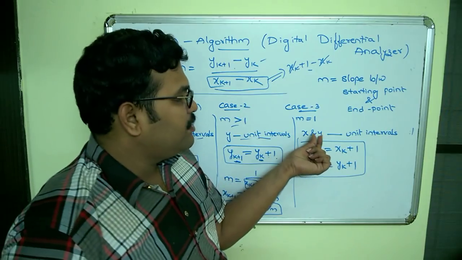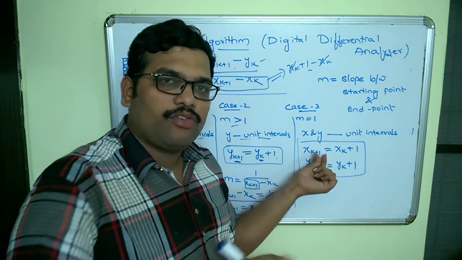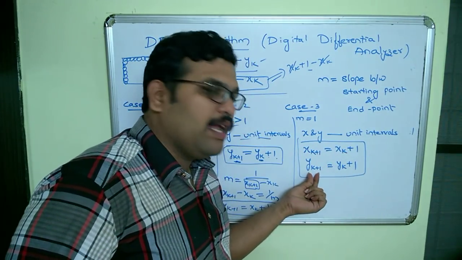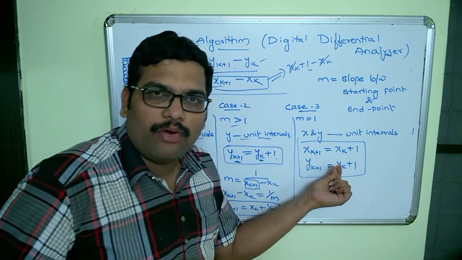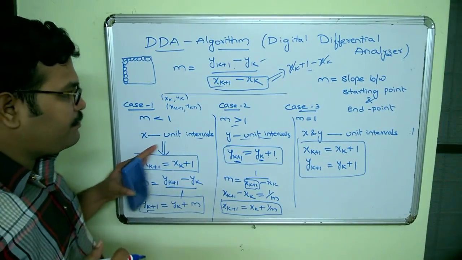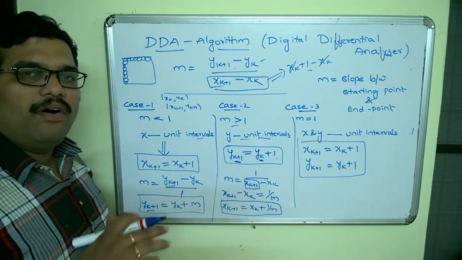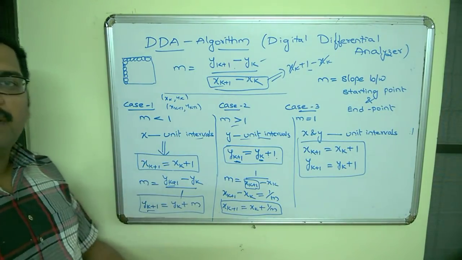In this case both will move in unit intervals, so xk plus 1 next coordinate will be 1 added to the previous coordinate, yk plus 1 next coordinate will be 1 added to the present y coordinate. So from these formulas, from these three cases, we will calculate all the intermediate points in between the given starting point and ending point.